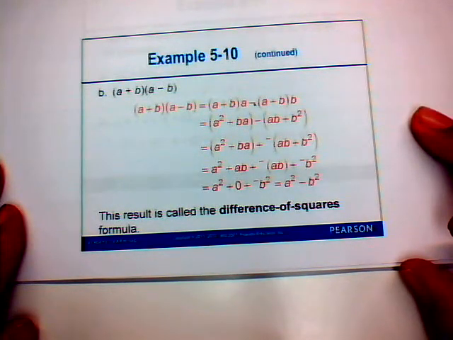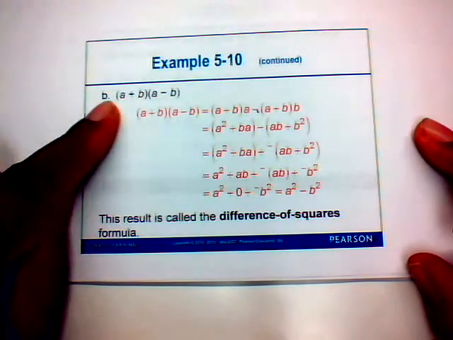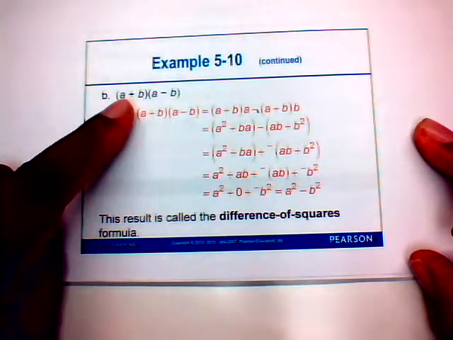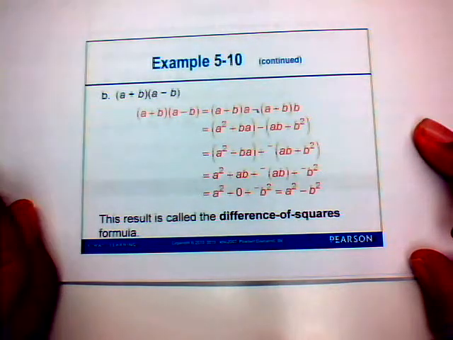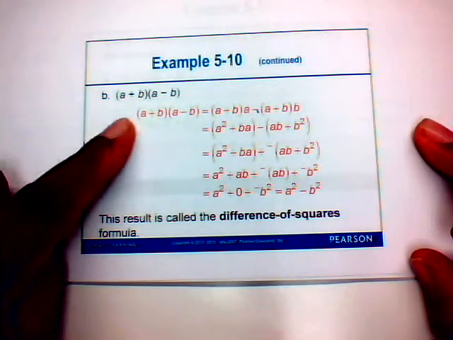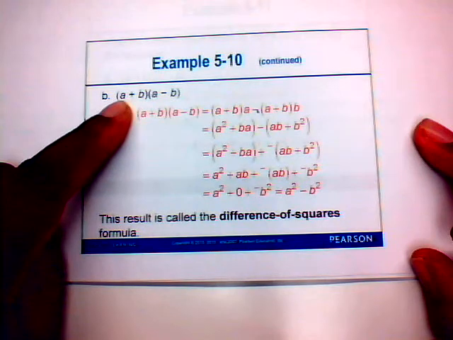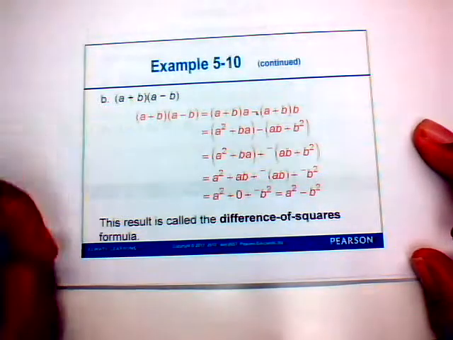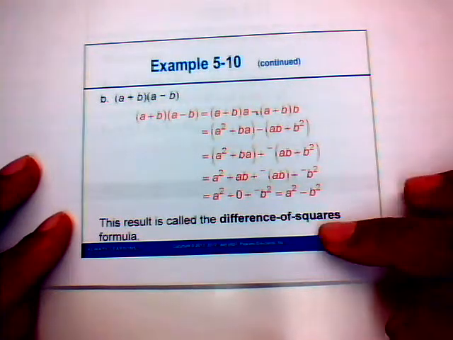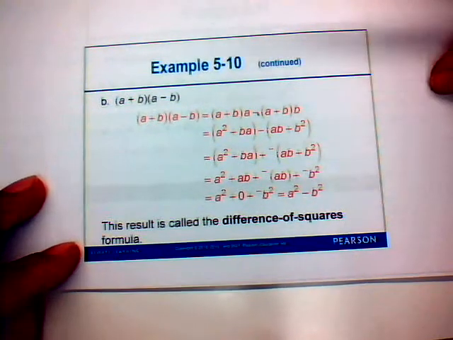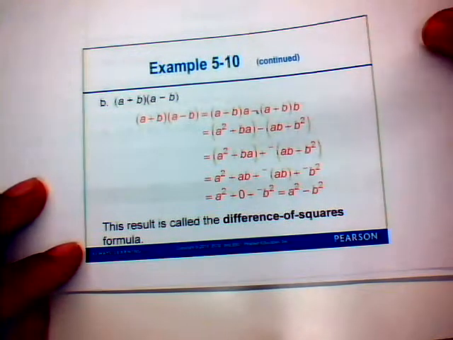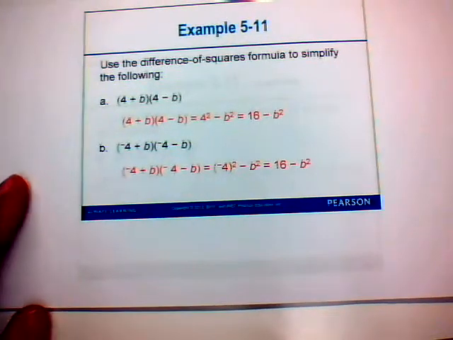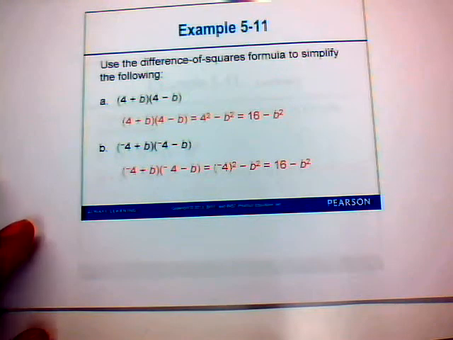If you recall back in algebra, if you have the sum and the difference of the same two terms, the quick way of multiplying this would be to take the square of the first term minus the square of the second term. That's where this a squared minus b squared comes from. And we're going to apply that to simplify these two examples here.